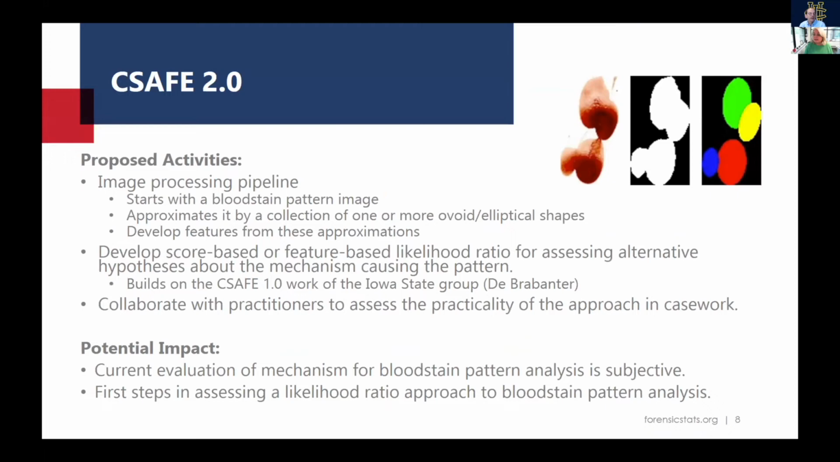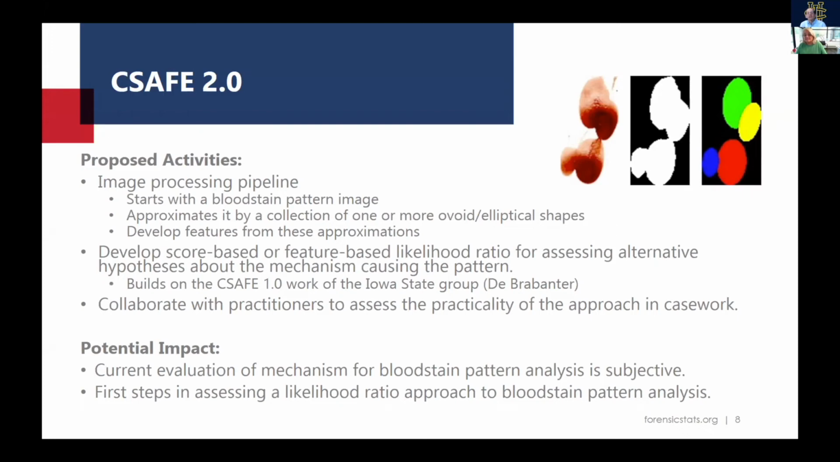And what the project is doing is trying to make more formal somehow the definition of features. So we're starting at the beginning with an image processing pipeline. That's the picture at the top right you see there, taking a single kind of connected stain, in this case, and it looks like maybe comprised of 4 drops that landed on top of each other, and do an image processing to approximate complex stains like this by sets of ellipses, and using those ellipses to define features.